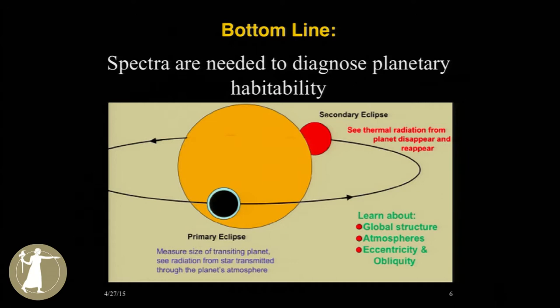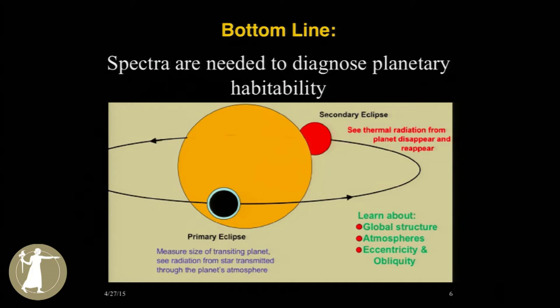The primary eclipse, or the primary transit over here, one can actually get a spectrum even though the planet is dark, if the planet has a substantial atmosphere, because the amount of dimming of the starlight depends upon the ratio of the planet's area to the star's area.